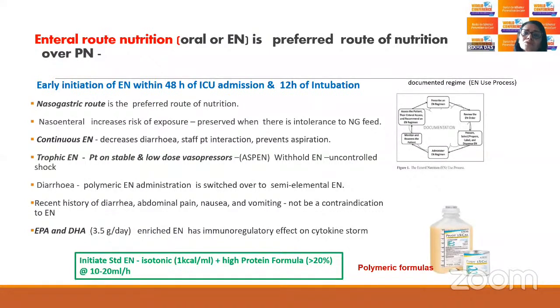If the patient is having diarrhea, switch to semi-elemental enteral nutrition. But a recent history of diarrhea is not a contraindication to enteral nutrition. Eicosapentaenoic acid and docosahexaenoic acid enriched enteral nutrition have an immunomodulatory effect on cytokine storm, so they may be included. Always initiate standard enteral nutrition with an isotonic, high protein formula feed, which contains protein more than 20%, at a rate of 10 to 20 ml per hour, and then gradually increase it to an energy dense formula.